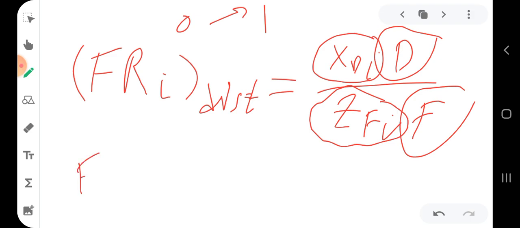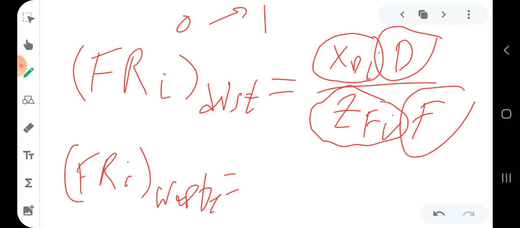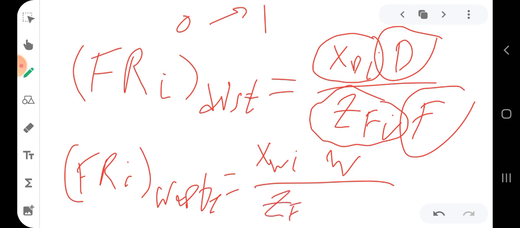Similarly, the fractional recovery of component I but in the waste, again same idea. What we recovered in the waste, X waste of component I multiplied by the total flow rate of the waste, over the composition of this component I in the feed multiplied by the total feed flow rate. So that's what we mean by the fractional recovery.